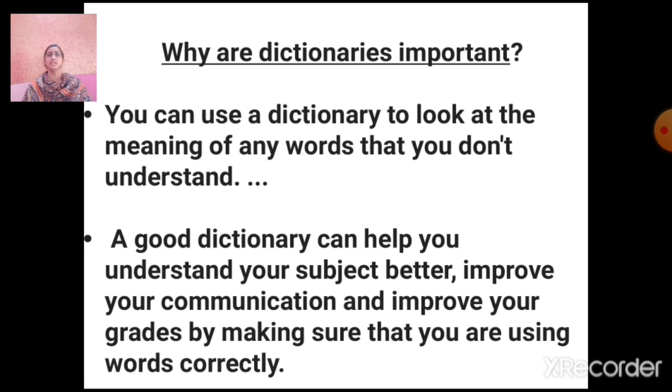Then, a good dictionary can help you understand your subject better, improve your communication and improve your grades by making sure that you are using words correctly. Yes, when we have found the meaning of the word, we use it in a correct way. Then it also improves the communication skill, right? And it also gives us confidence that we are using the word correctly.